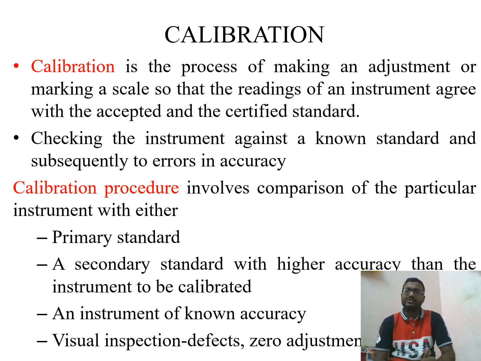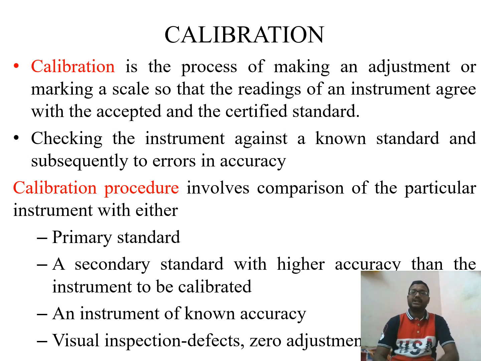Why do we do that adjustment? By marking a scale so that the readings of an instrument agree with the accepted and certified standard. That is the main process of calibration. And calibration has many procedures: one is primary standard, another is secondary standard, and visual inspection. These are the calibration procedures.